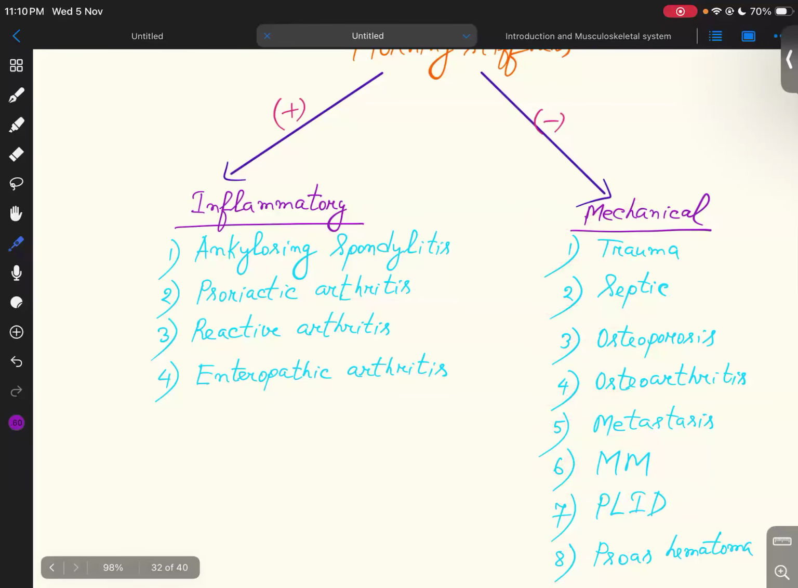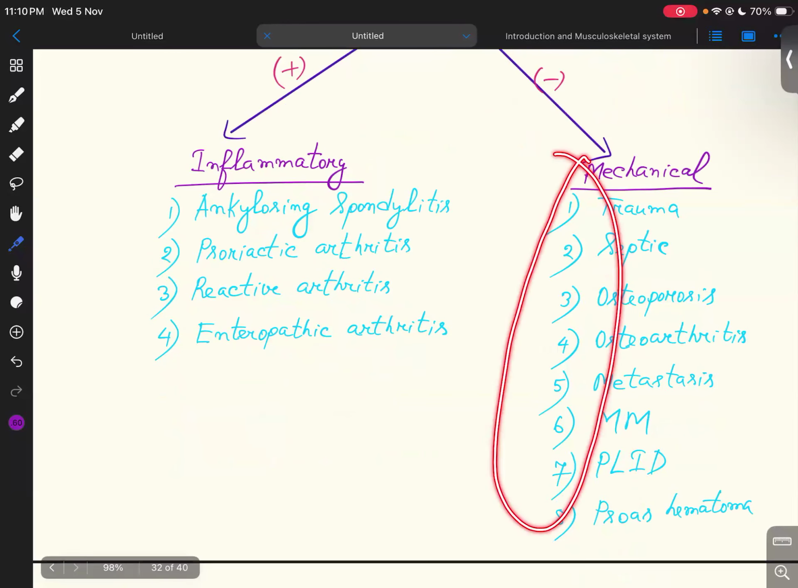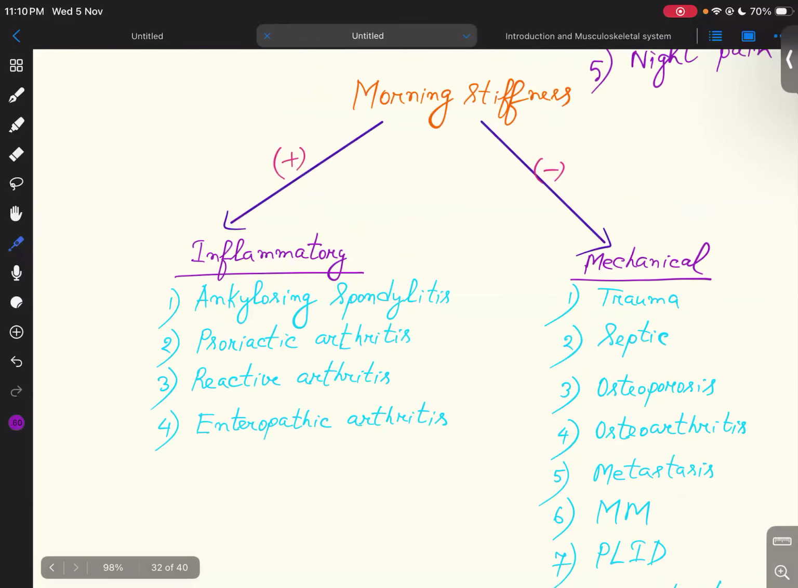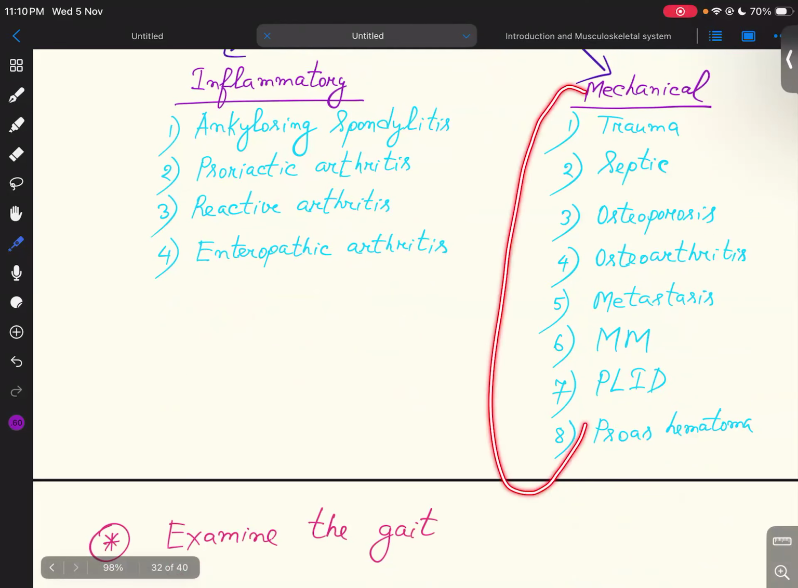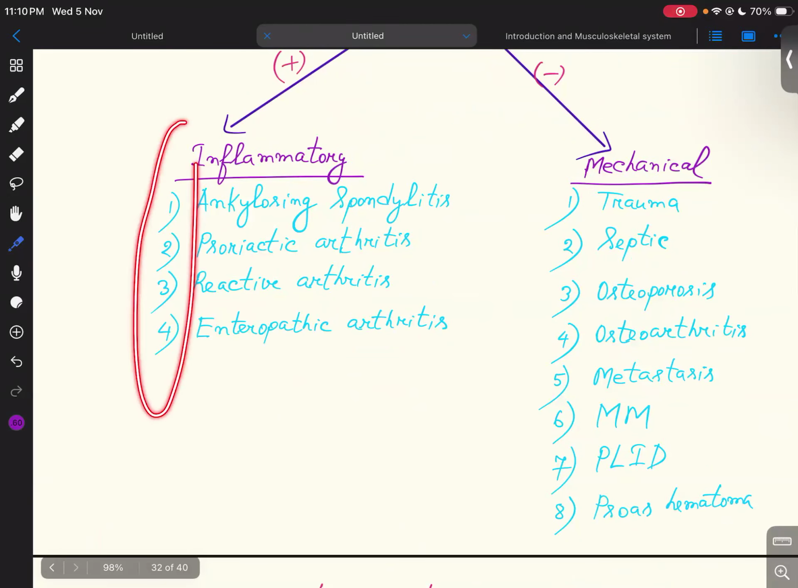I am telling what will be the screening question for each of the differential diagnoses. If the patient tells you that I am having morning stiffness for more than 30 minutes, then you can specifically ask the screening questions of inflammatory back pain. At that time, no need to go for the screening questions of mechanical back pain. Whenever the patient tells you that I don't have any morning stiffness, then you can directly ask the screening questions for mechanical back pain. No need to ask the screening questions for inflammatory back pain. So let's start the screening questions.